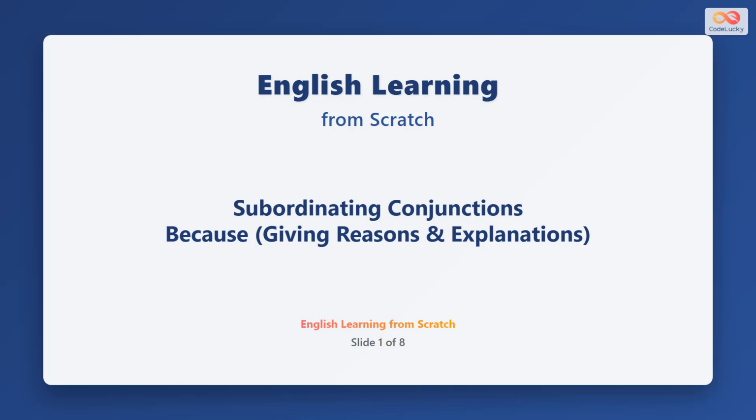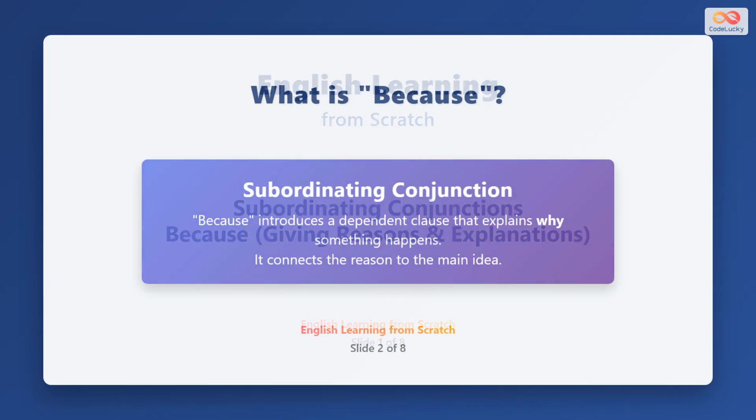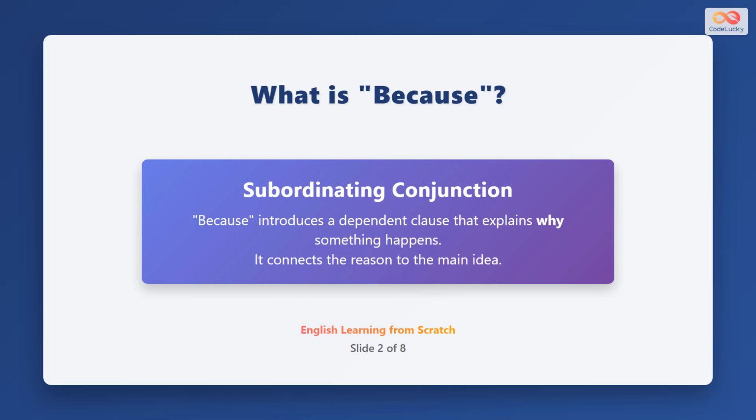In this video, we will focus on subordinating conjunctions, especially the word because. Subordinating conjunctions are words that connect two parts of a sentence, linking a main idea with a reason or explanation. Because is a subordinating conjunction that introduces a dependent clause explaining why something happens. It connects a reason to the main idea in a sentence to give a clear explanation.